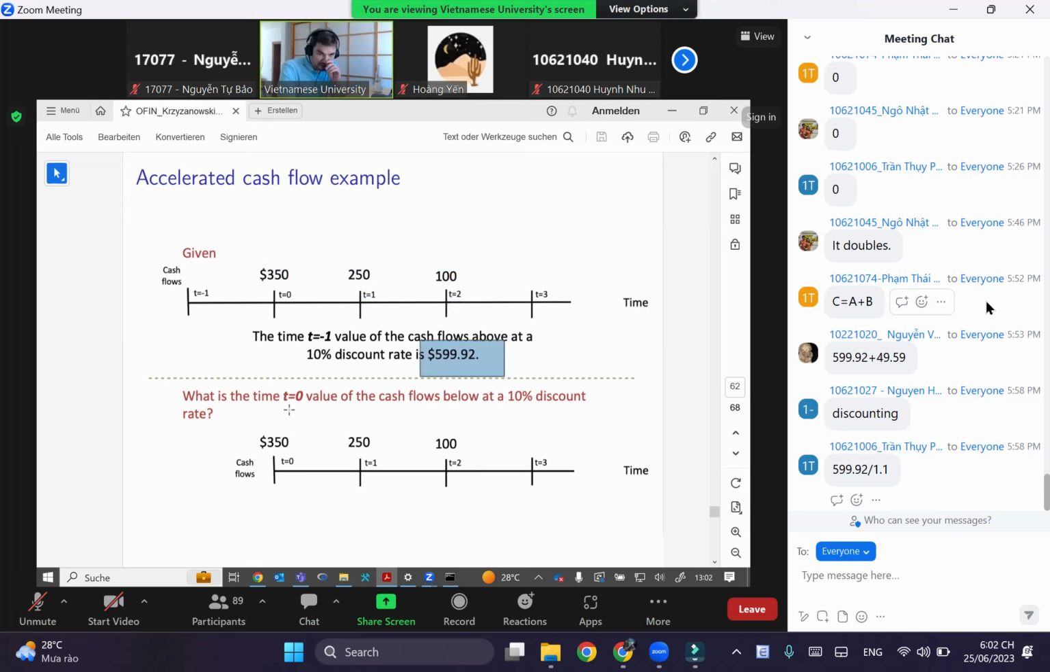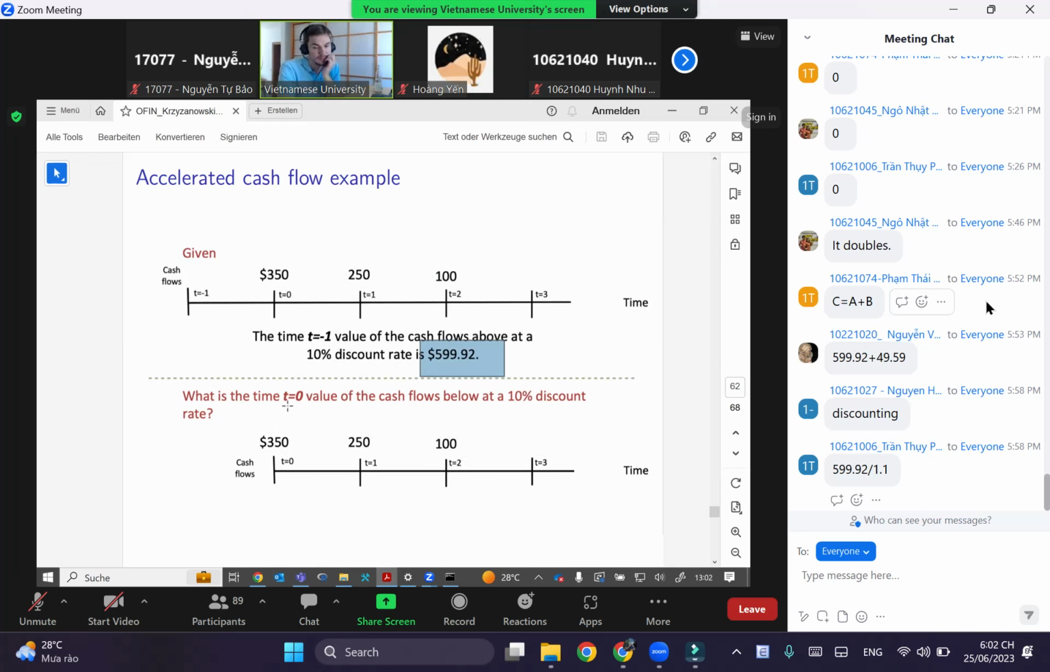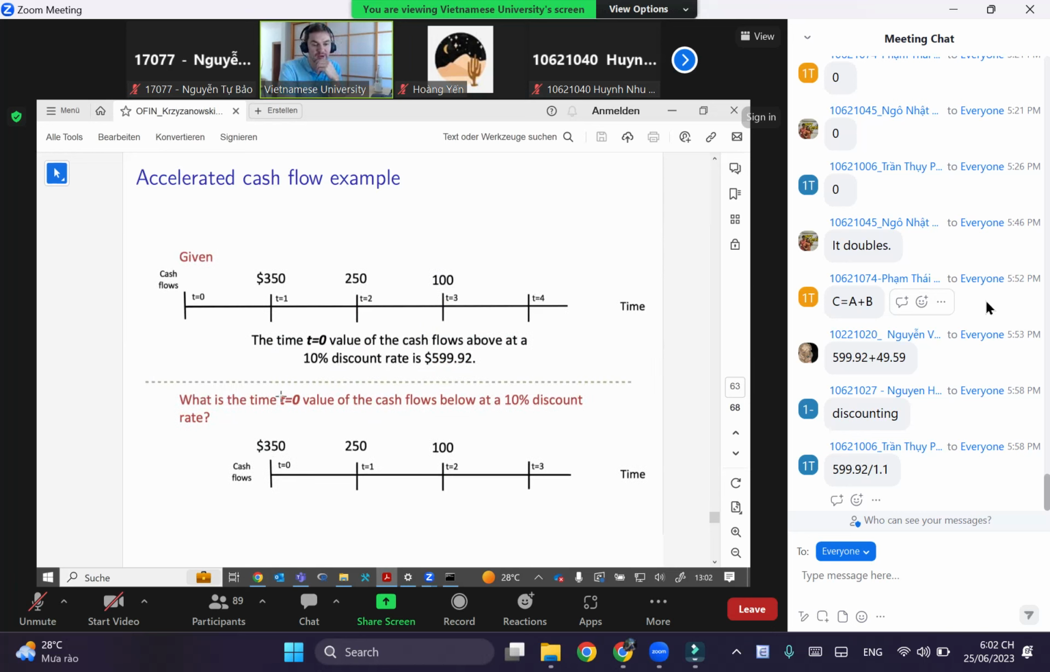And now suppose that you can accelerate this payment by 1 period, then you would have to also account for this by discounting correspondingly.